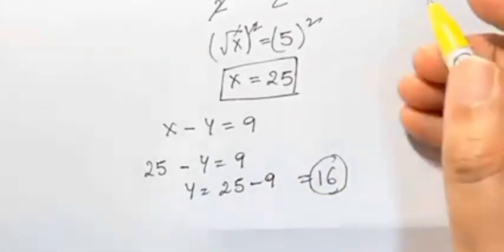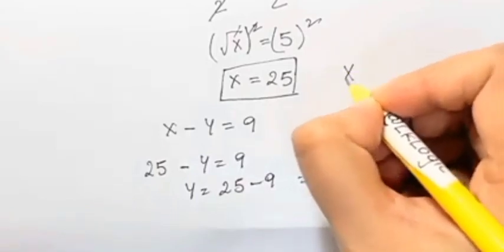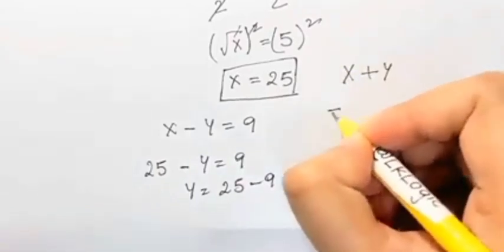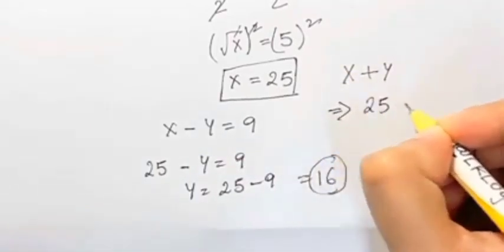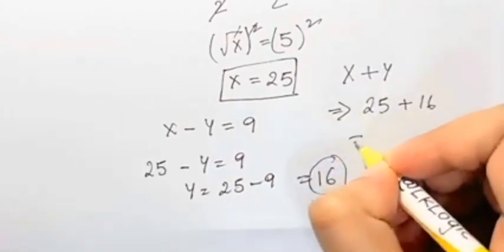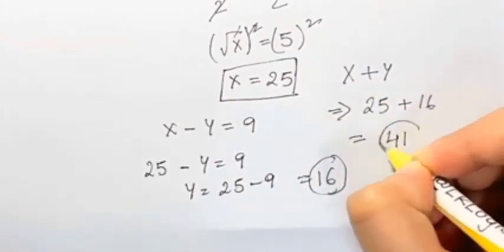So what is the value of x plus y? x plus y is equal to 25 plus 16, and 25 plus 16 is 41, and that's your answer.